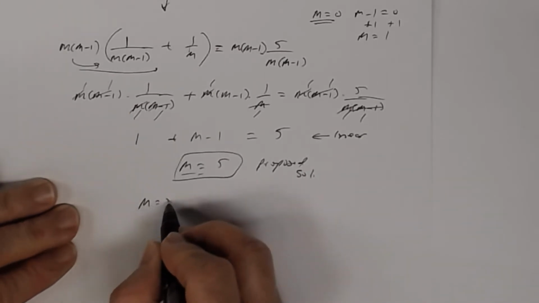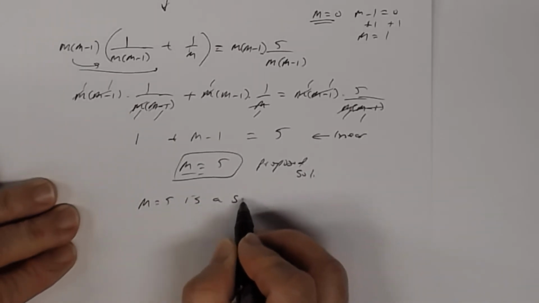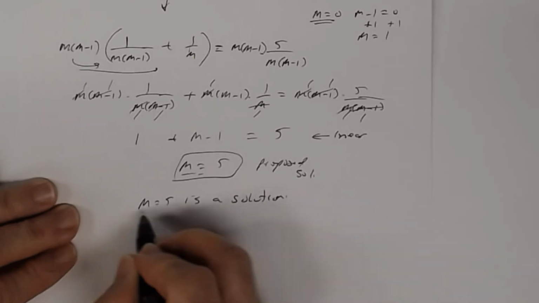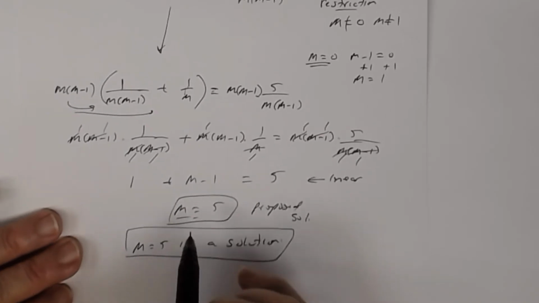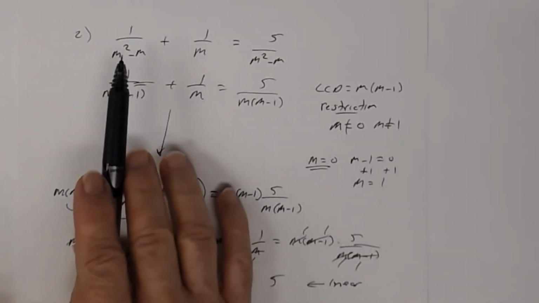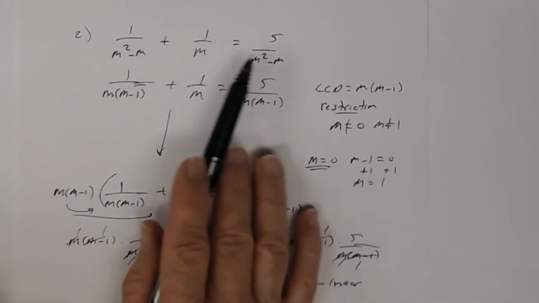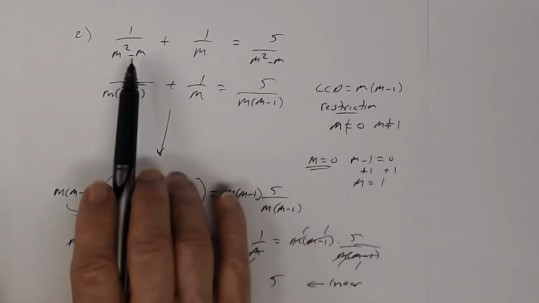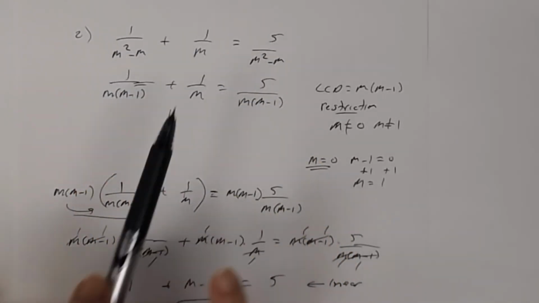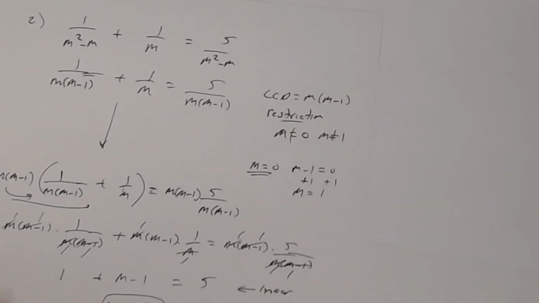So m equal 5 is a solution. And it's a solution because it's not one of these restrictions. It's a solution because if I were to substitute 5 into the original problem, the left side will equal the right side, and the denominator will never be 0. All right, that's number 2.